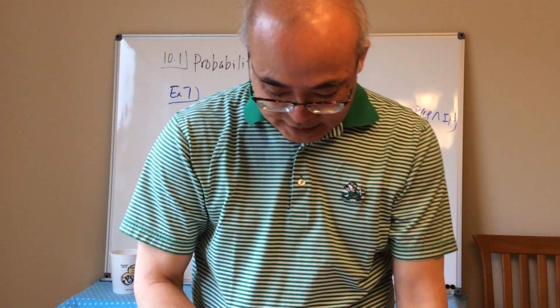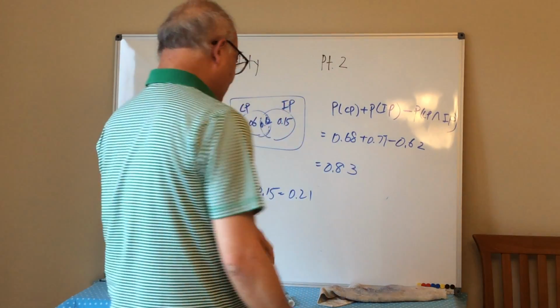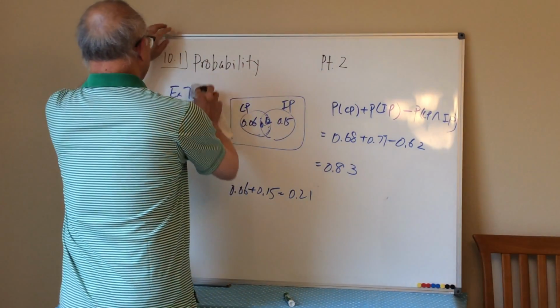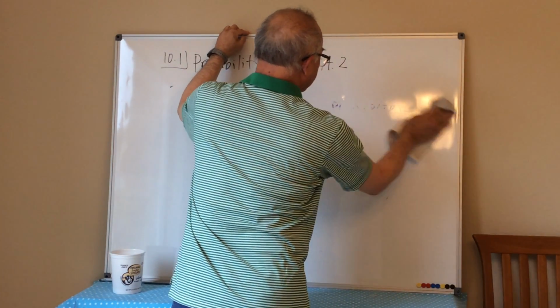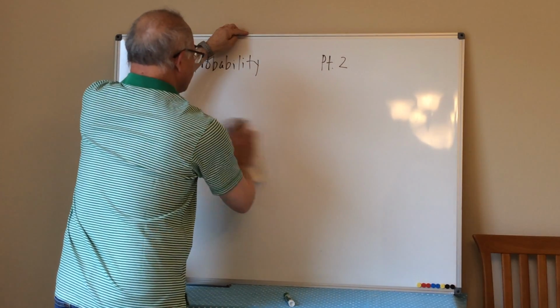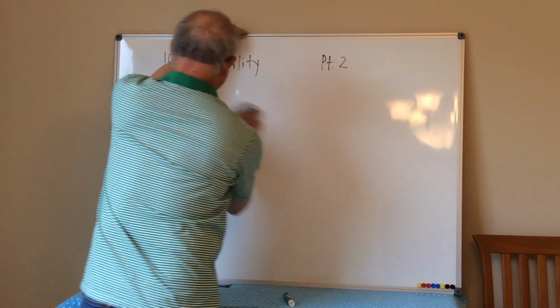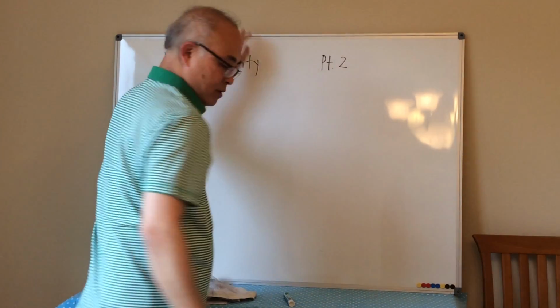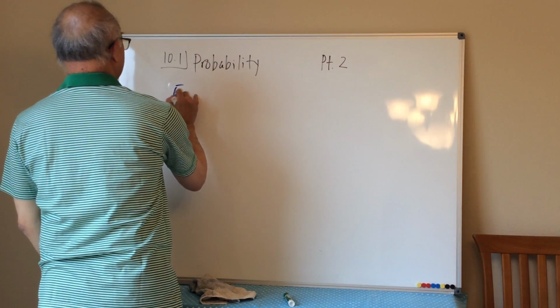Example number 8. We're going to use what's called a tree diagram. A tree diagram is very useful when you have a complicated situation and you could get lost. We branch off of things, okay? So let's go. We have example number 8.